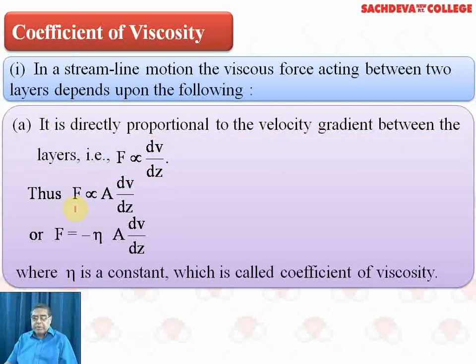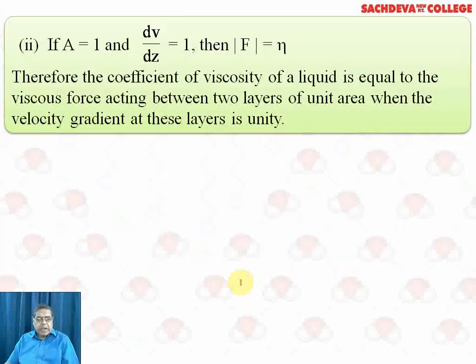So if we remove the proportionality, we write a suitable constant. So F is proportional to A into dV by dz, or F is equal to minus neta A into dV by dz, where neta is the coefficient of viscosity. If A into dV by dz is 1, then F is equal to neta. So it is shown here, that is the modulus of F is equal to neta.